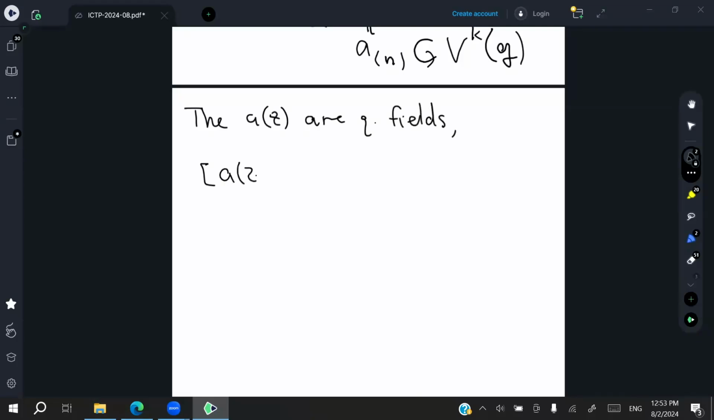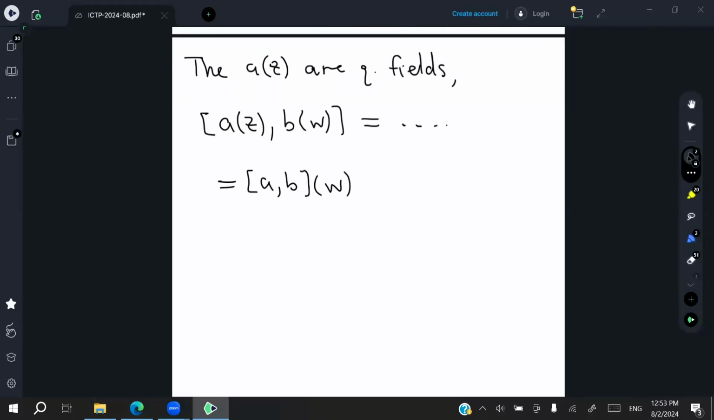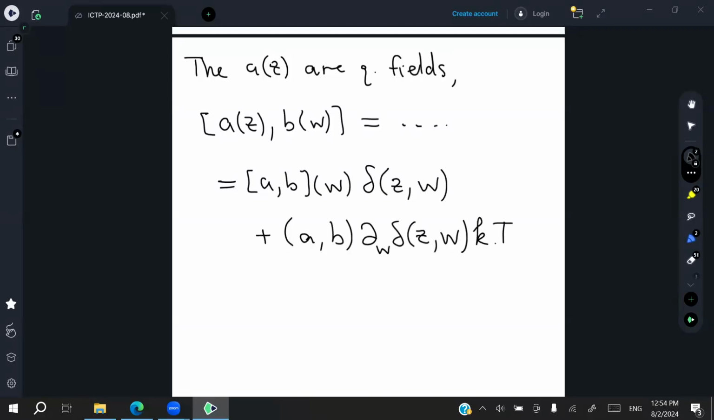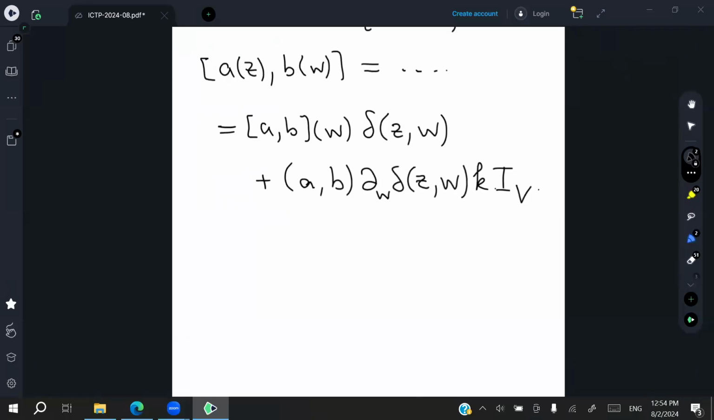Now, if we compute a commutator of two of them, this is a good exercise to do. You'll find that the commutator ends up being the field associated to the commutator of A and B multiplied by the delta function, plus a derivative of the delta function times K, which is now acting by the identity in our space. So this is an explicit computation that you can do.